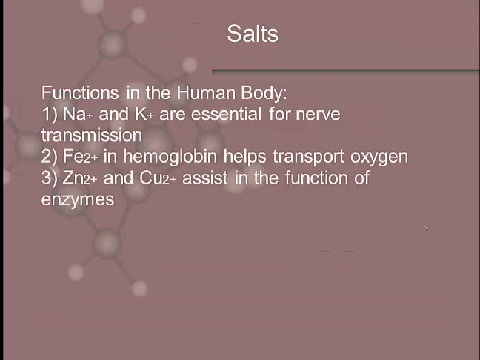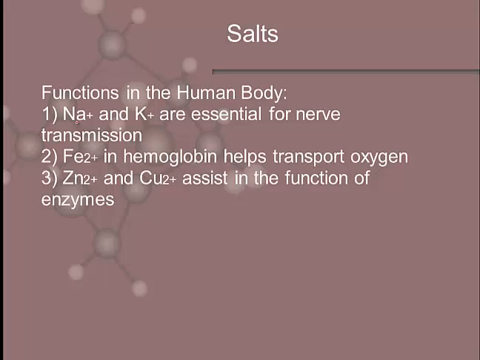All right, we also have salts that are important to the body. You have to take in different kinds of salts, and I'm not just talking about sodium chloride, which is your table salt, but salts are any kind of ions that we might talk about. So sodium and potassium you take in, those are essential for nerve transmission. Iron is going to help with hemoglobin and transporting oxygen around the body. And remember, we need oxygen to get energy.